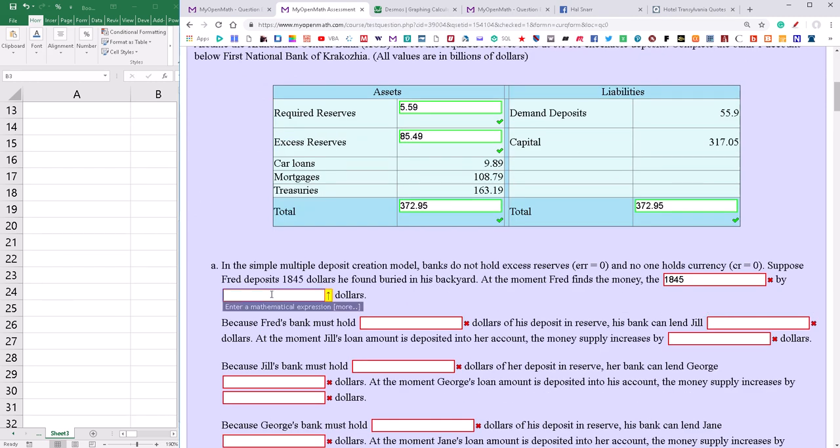Whoops, I put that in the wrong spot. This is the money supply. The money supply increases by $1,845. Sorry about that.